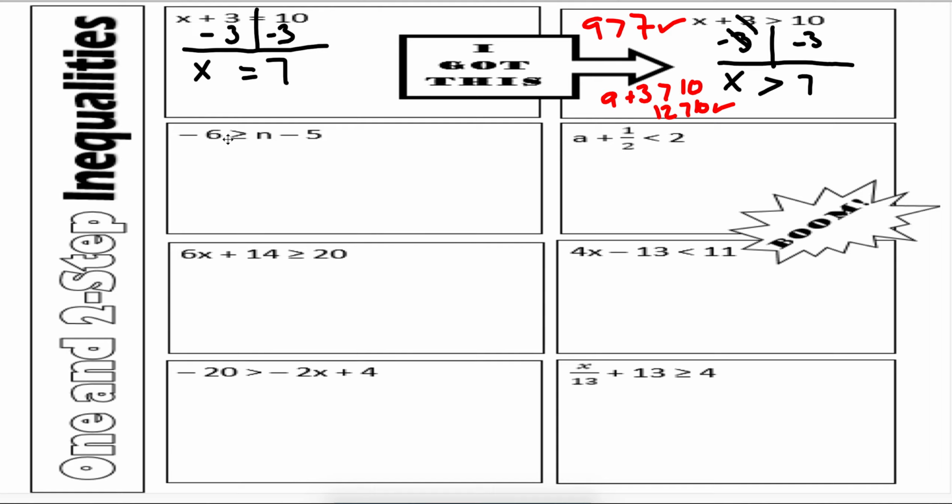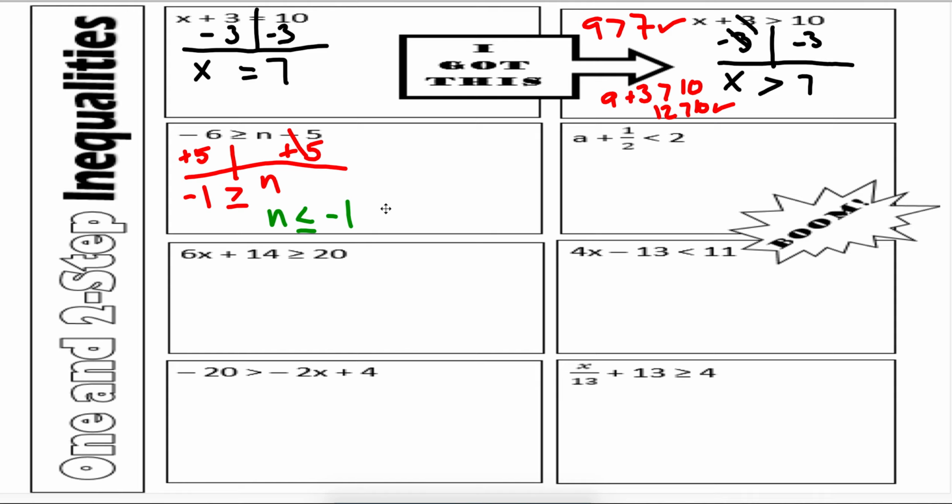Let's try here. Negative 6 is greater than or equal to n minus 5. We want to get the variable by itself, so we have to add 5 to both sides of my inequality. 5 minus 5, left with n. Negative 6 plus 5 is negative 1, and then we use our inequality symbol. Negative 1 is greater than or equal to n. Let's flip it around, put the variable on the left side, and say n is less than or equal to negative 1. So any number that's less than or equal to negative 1 makes this inequality true.